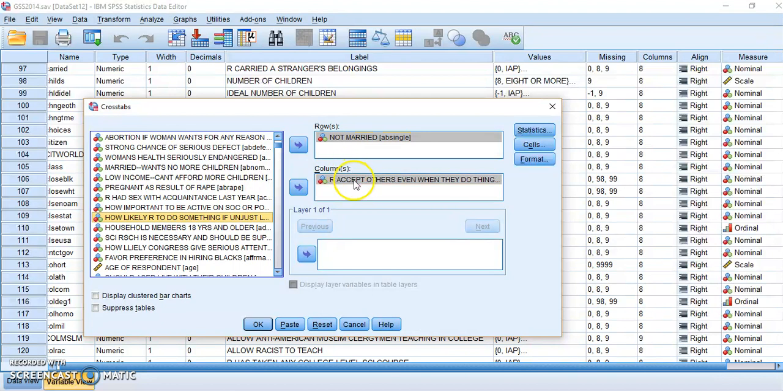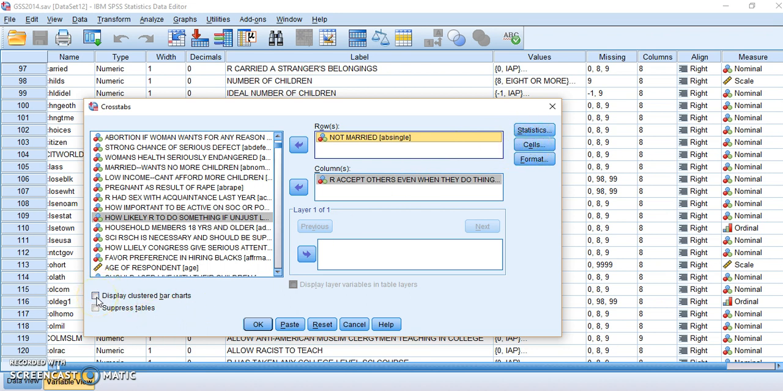When you're looking at this, the column view will be your independent variable, and your row will be for your dependent variable. So what you're saying in a sense is that people who accept others even when they do something wrong will be associated with the respondent being not married. All right, so we'll run that analysis, and there are a number of statistics that you can choose here.